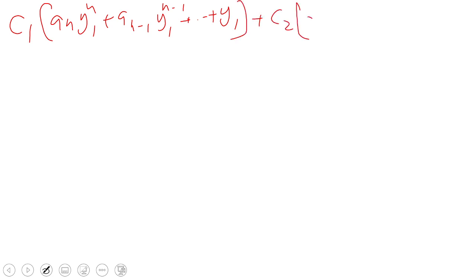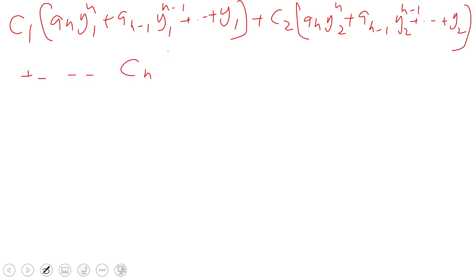Collecting the coefficient of c1, that will be a_n y1^(n) plus a_(n-1) y1^(n-1) up to a_0 y1. Similarly, collecting the coefficient of c2, a_n y2^(n) plus a_(n-1) y2^(n-1) up to a_0 y2, and so on, collecting the coefficient of cn, that is a_n yn^(n) plus a_(n-1) yn^(n-1) up to a_0 yn.